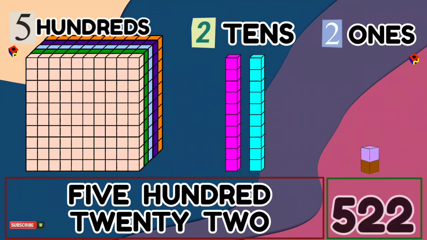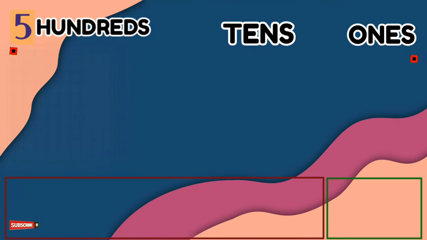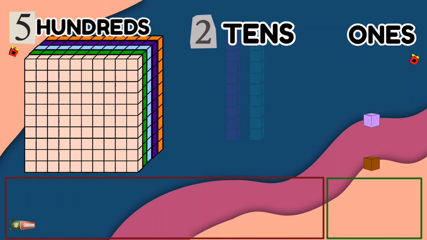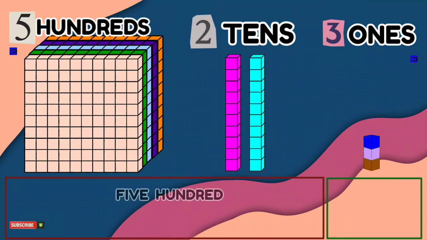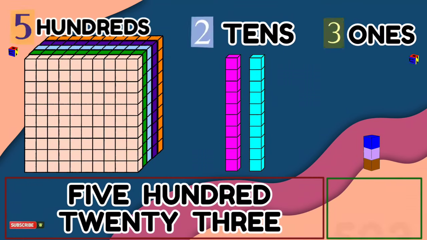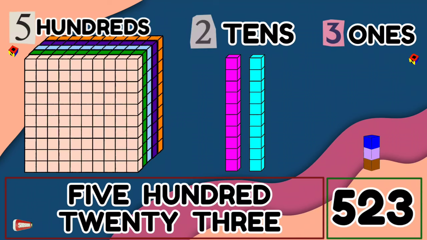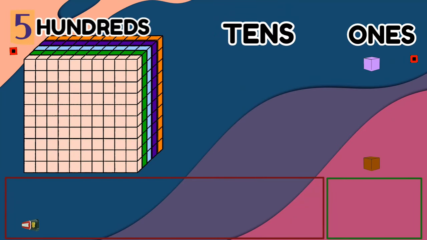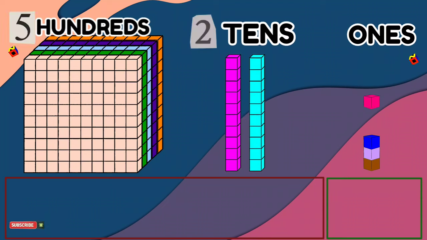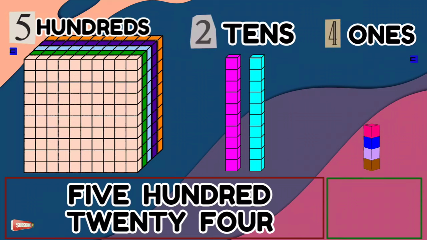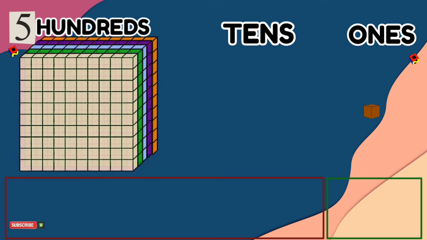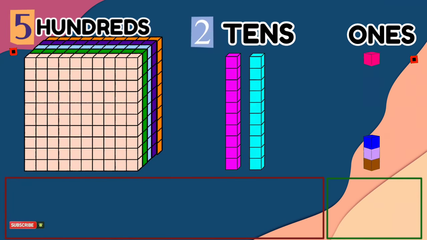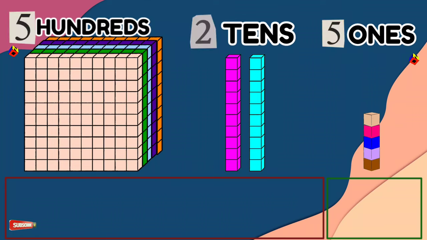5 hundreds, 2 tens, and 2 ones is 522. 522. 5 hundreds, 2 tens, and 3 ones is 523. 523. 5 hundreds, 2 tens, and 4 ones is 524. 524.